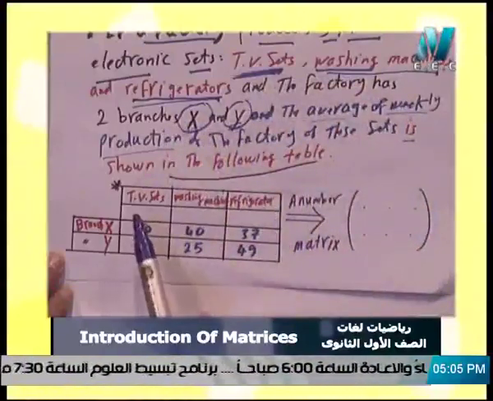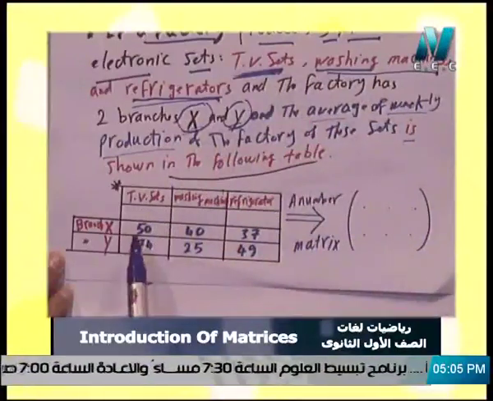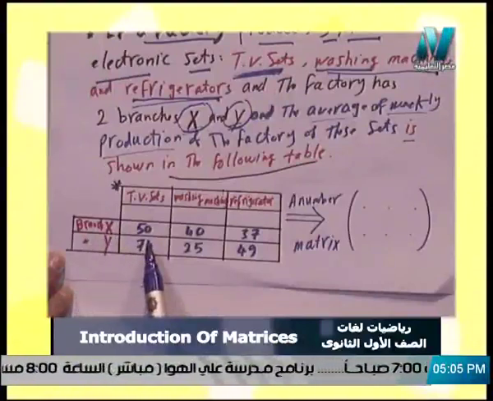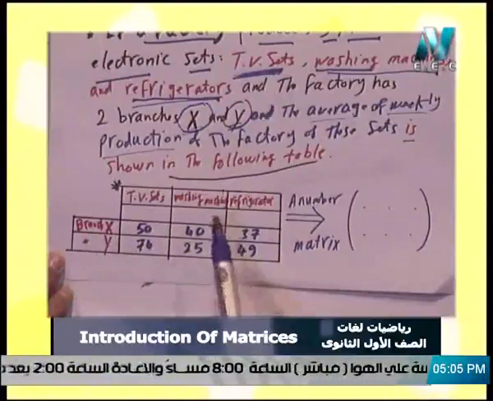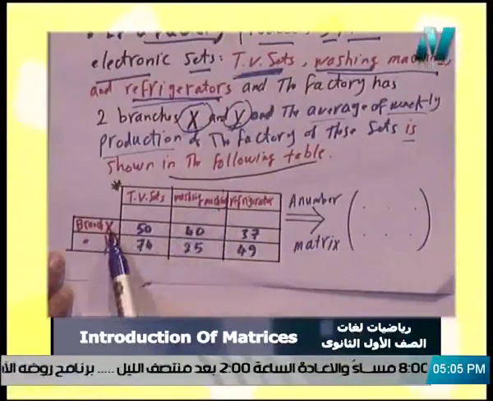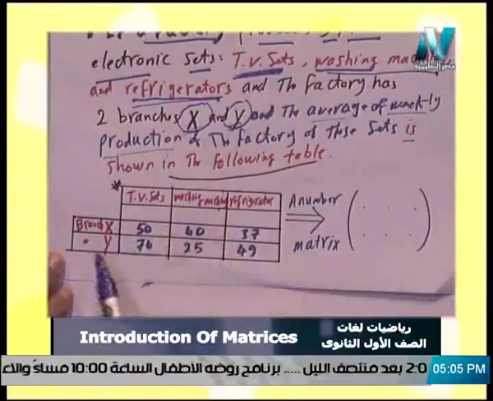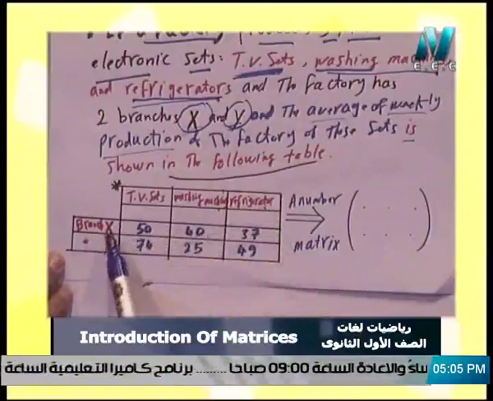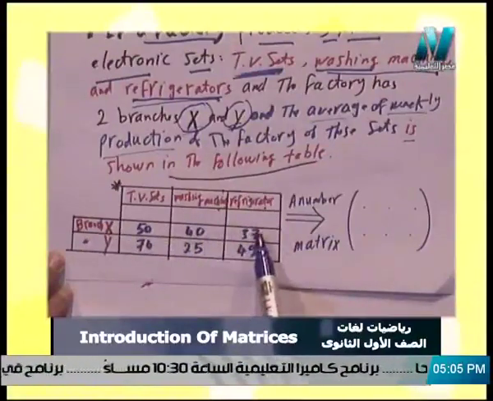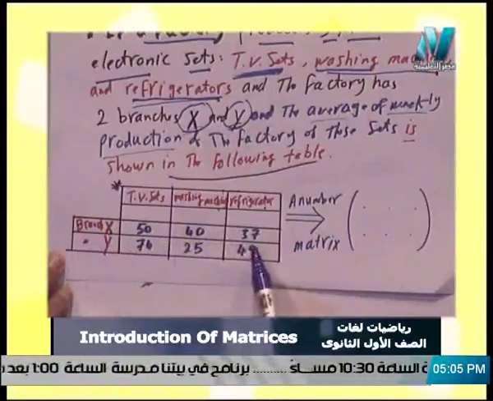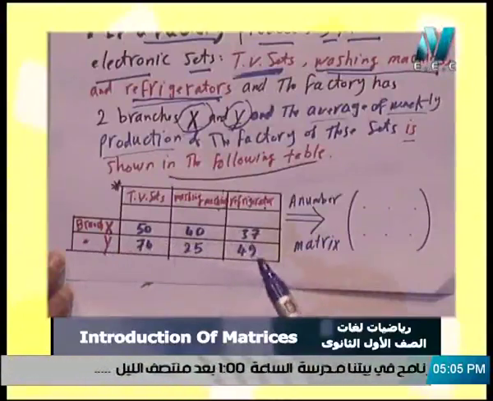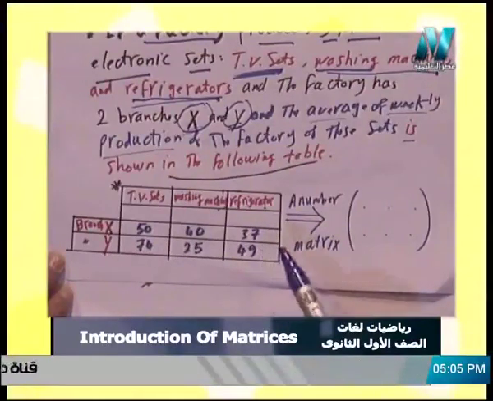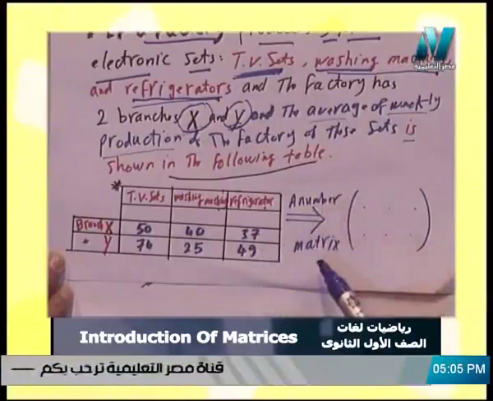What are the numbers? For TV sets, it is 50 for the production of branch X and 74 for branch Y. Washing machines: branch X produces 40 and branch Y produces 25. Refrigerators: branch X produces 37, branch Y produces 49. And we would like to express this data in an easier way, which is the number matrix.